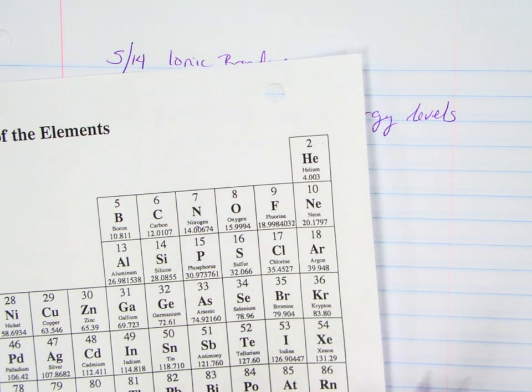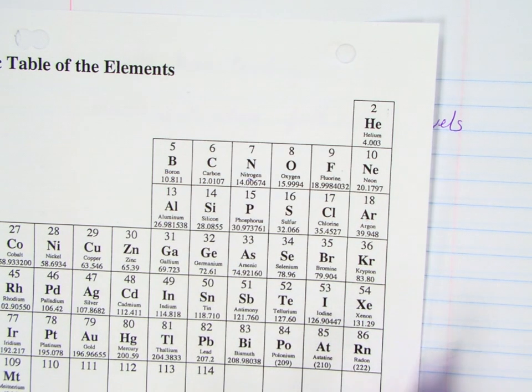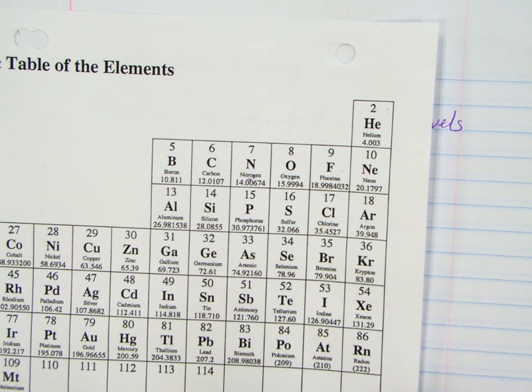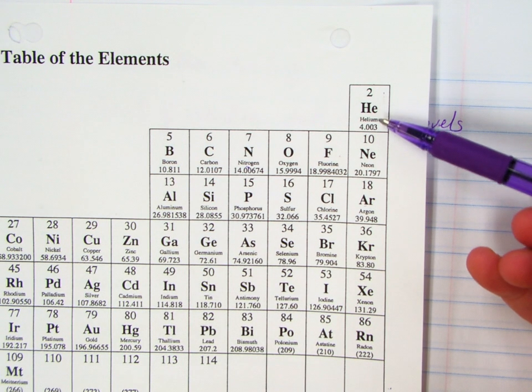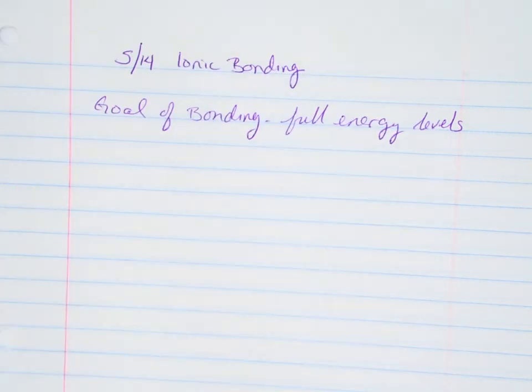These noble gases over here, they are happy and satisfied, and they are the bee's knees because they have all of their energy levels full. Helium with only 2 electrons, that first energy level holds 2 electrons, so helium is happy with 2. Neon has 8, argon has 8. They all have nice full outer energy levels, and that is the goal.